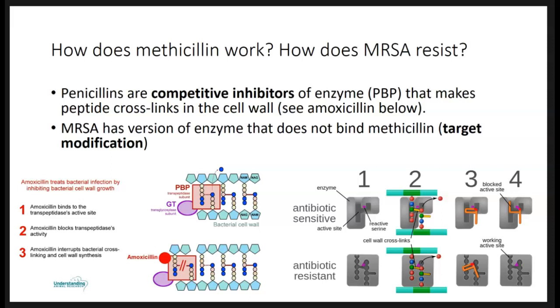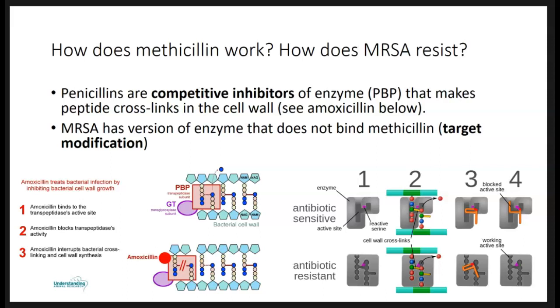To understand how this MRSA bacteria became so widespread, we first have to understand a little bit more specifically how methicillin works. So penicillins are competitive inhibitors. Remember, those are enzyme inhibitors that work by blocking the active site of an enzyme. The enzyme that penicillins block is an enzyme called penicillin binding protein. It's named that because we discovered it because it was the target of this important antibiotic.